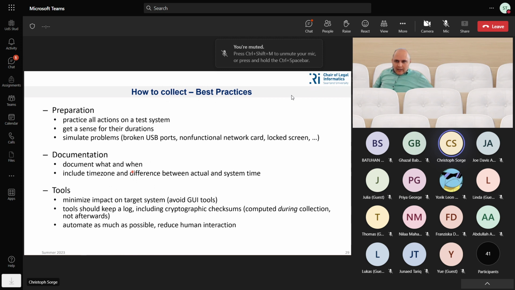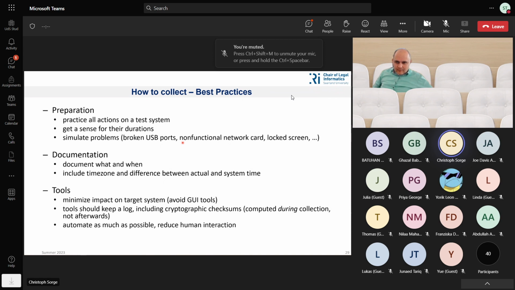What I'm saying here is mostly common sense. Before doing a dangerous procedure, life-threatening in our case, but it might cause you to lose information, it makes sense to be well prepared, to have practiced what you're doing on a test system, and to know how long that takes. And you should also be aware of some common problems like USB ports are not working, so you have no way to get your automated tool onto the target system, or network adapters are not working, the screen is locked, stuff like that.